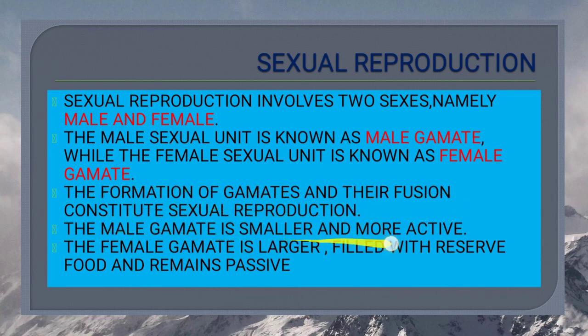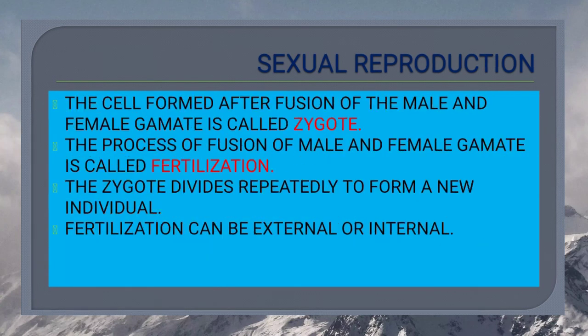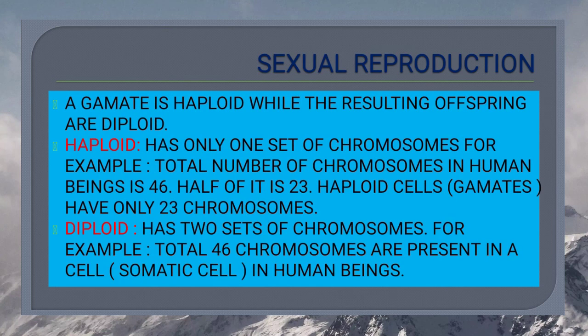The male gamete is smaller and more active, while the female gamete is larger, filled with reserve food and remains passive. Cell formed after fusion of male and female gamete is called zygote. The process of fusion of male and female gamete is called fertilization. Zygote divides repeatedly to form a new individual. Fertilization can be external or internal. A gamete is haploid while the resulting offspring are diploid.